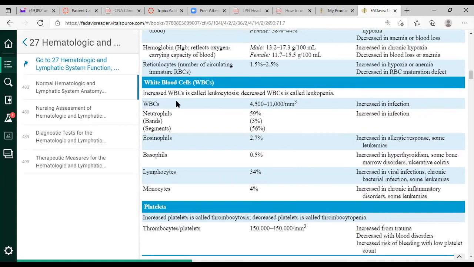When white blood cells are low, it makes me think maybe there's an issue with the bone marrow where white blood cells are being produced.